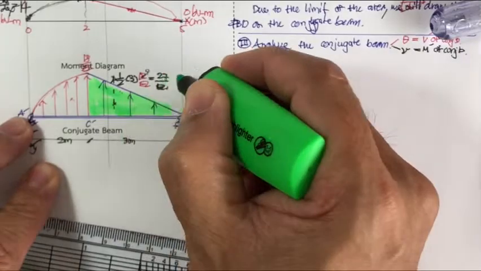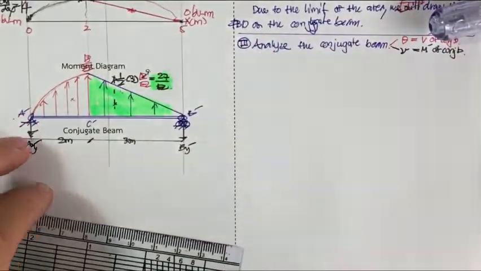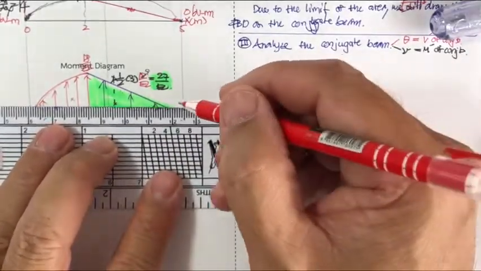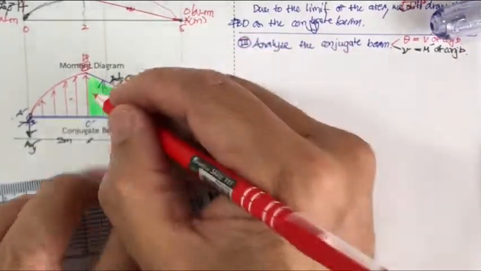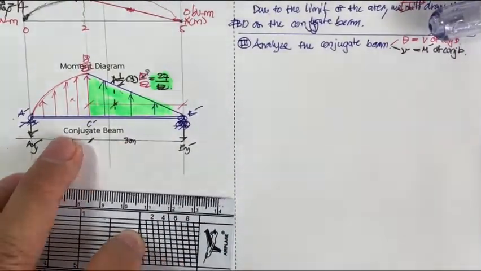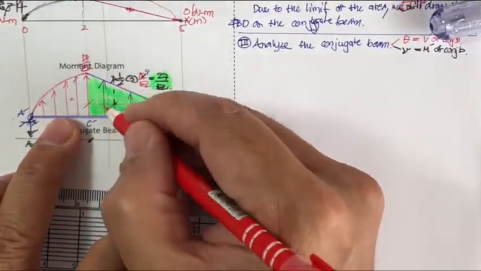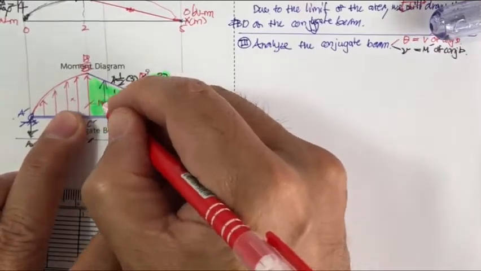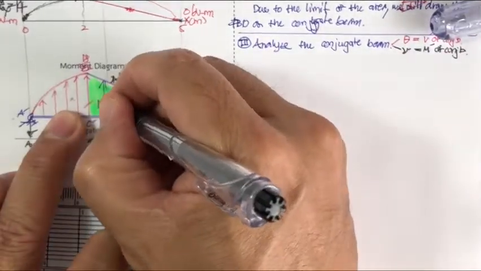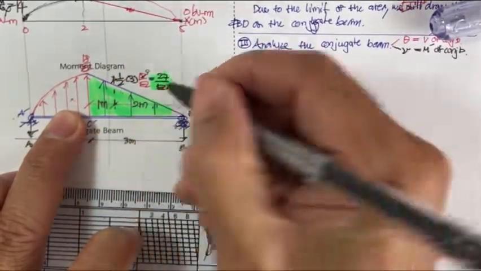And it's not enough. What is the position of their acting point, or the centroid of the area? You know that this is going to be 3 divided by 3. This is 1 meter, and since this is 1 meter, this is going to be 2 meters.